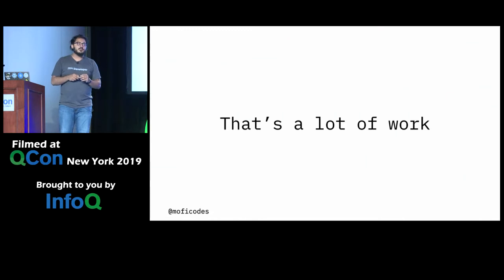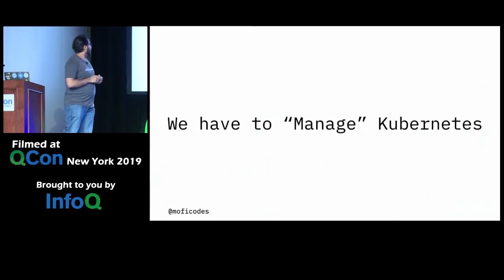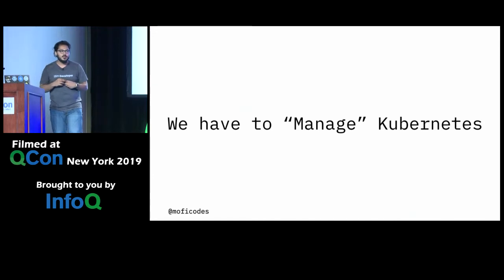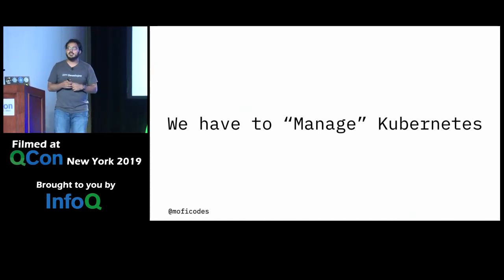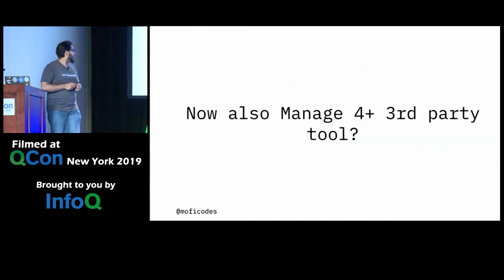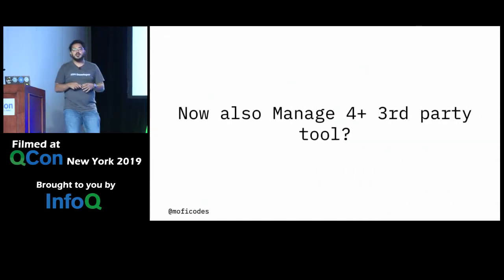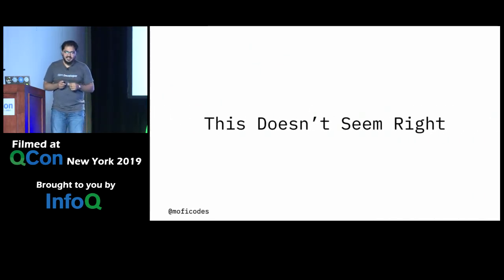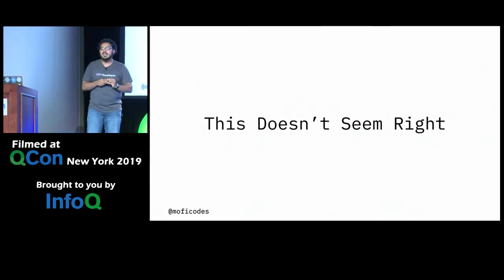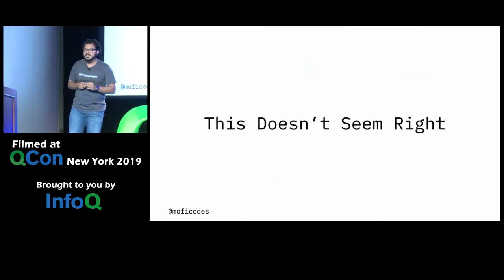That's a lot of work, first of all, because we have to manage Kubernetes, right? Even if you're getting a managed Kubernetes version from somewhere, you still have to do a lot of things to make your application run on that platform. And then we have to manage these four-plus third-party tools, and depending on what you need, it might be even more. That doesn't seem right, right? Kubernetes was supposed to be the greatest thing in the world. You put your application up there and forget about it. Everything just works.